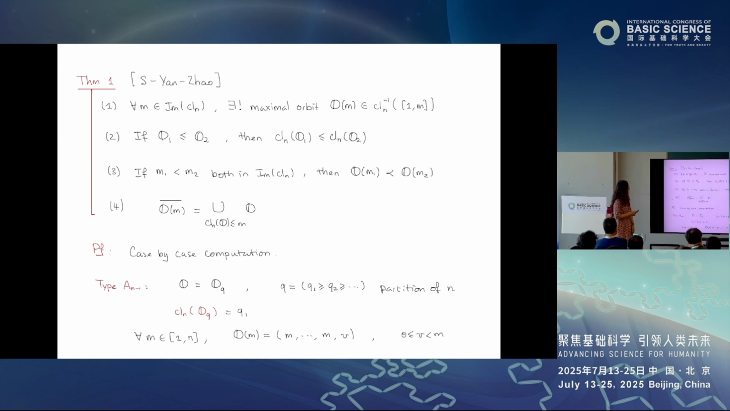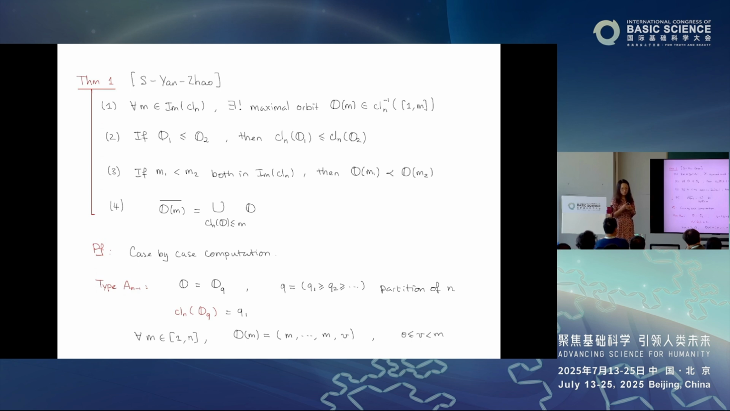Okay, and then we prove some results. The reason why we look at this map, I will explain later. But we prove some properties of this map. The first one is the most important one: for any integer m which belongs to the image of this map, there are several orbits, but you can show there exists a unique maximal orbit among all the orbits whose value is smaller than m.